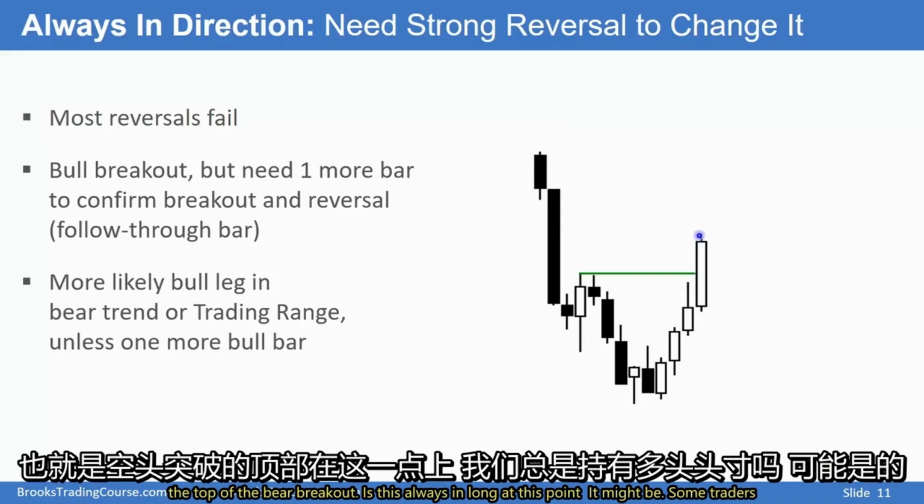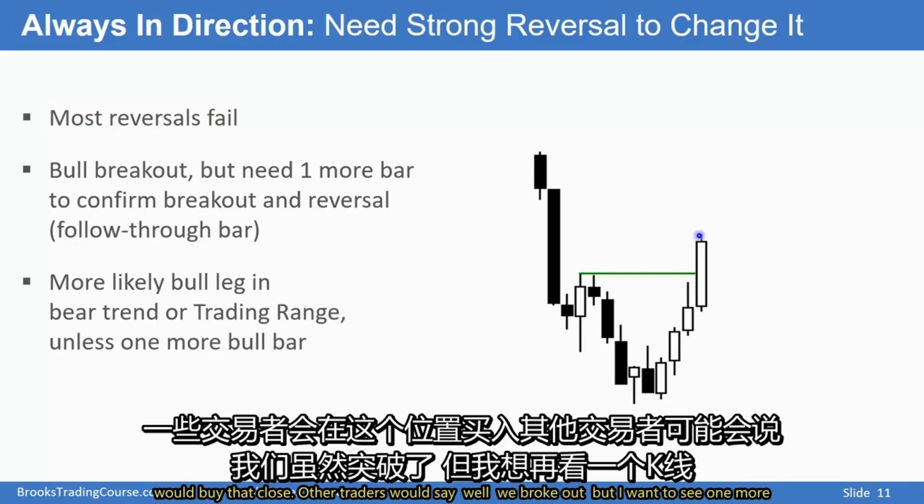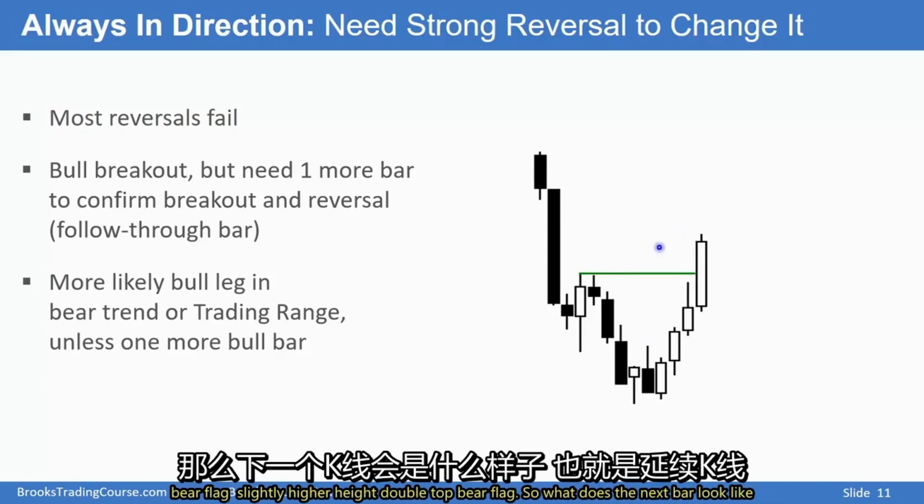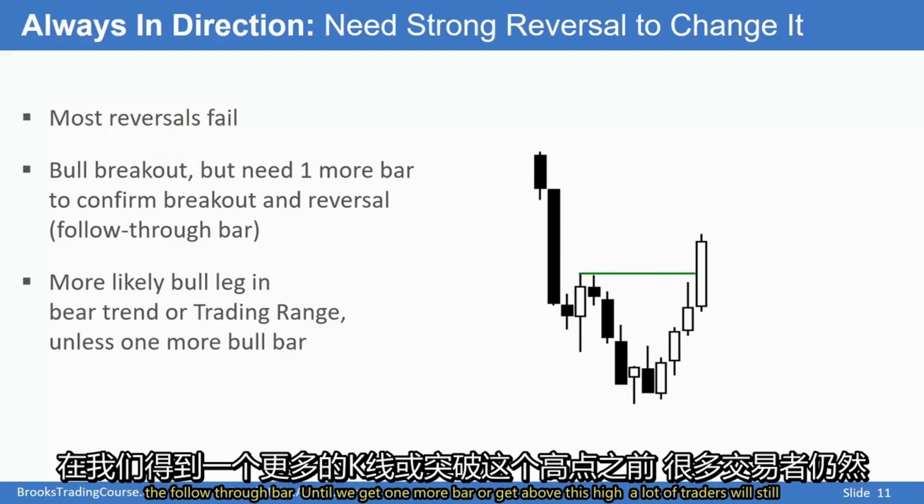Is this always in long at this point? It might be. Some traders would buy that close. Other traders would say, well, we broke out, but I want to see one more bar. This might simply be about a 50% pullback in this bear trend. And it might be a double top bear flag, slightly higher high double top bear flag. So what does the next bar look like, the follow-through bar?